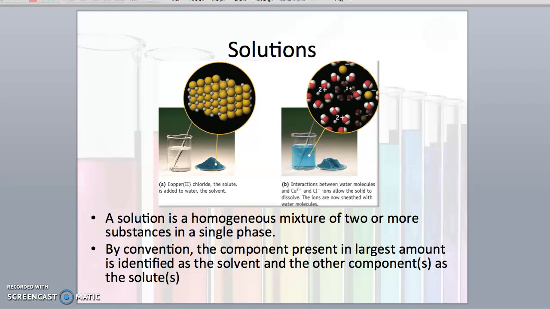And by convention, usually the one that's in the greater quantity is identified as the solvent. And for us, it's primarily going to be water. So we're going to make a lot of solutions in water. Water will be the solvent in most cases.